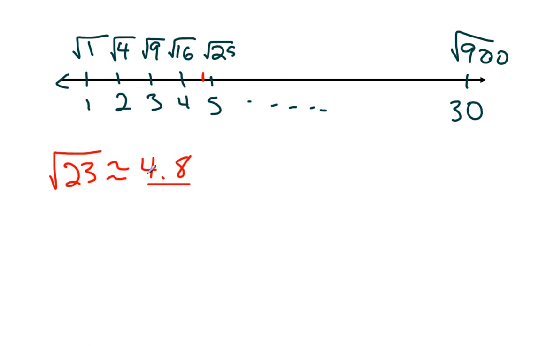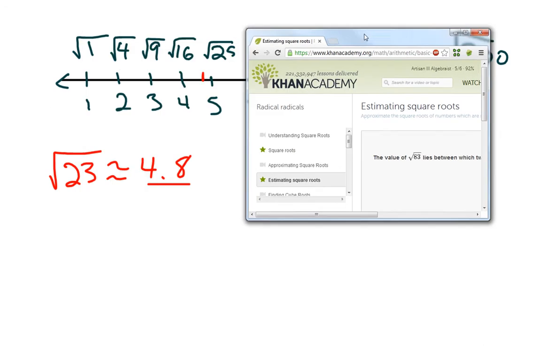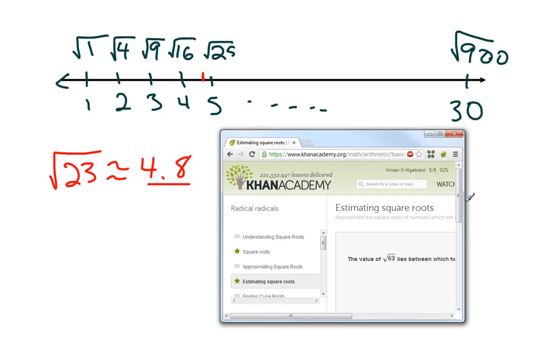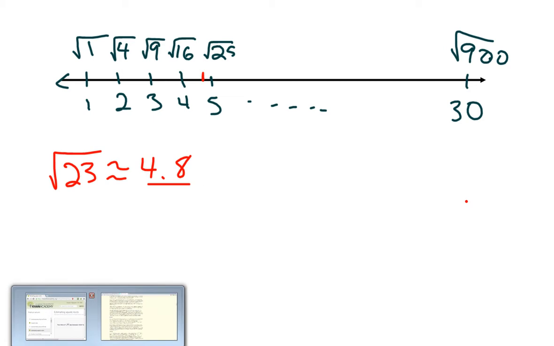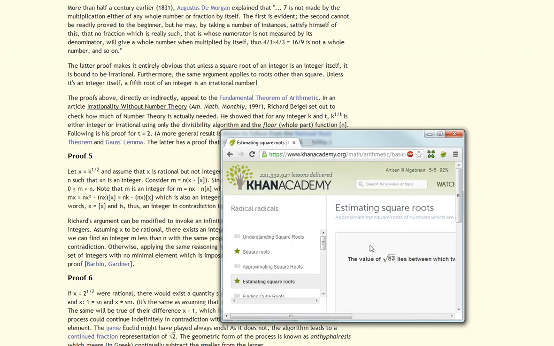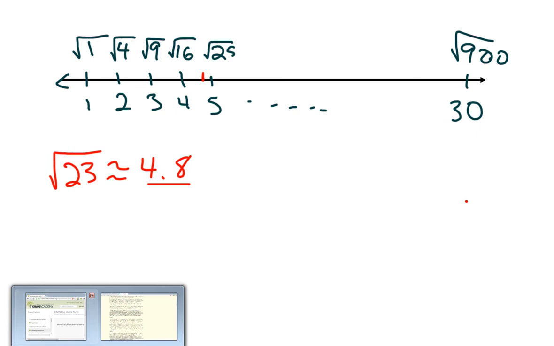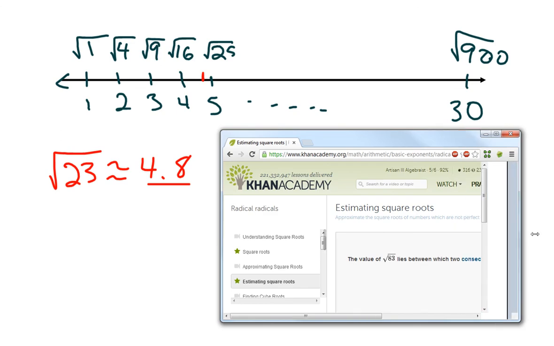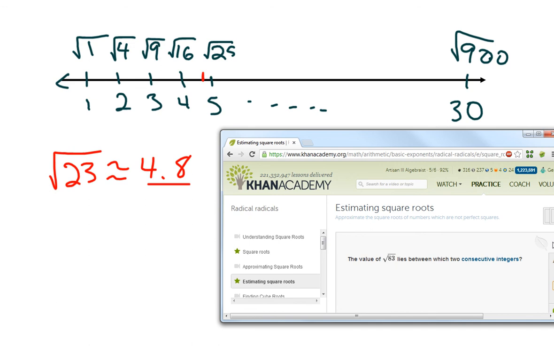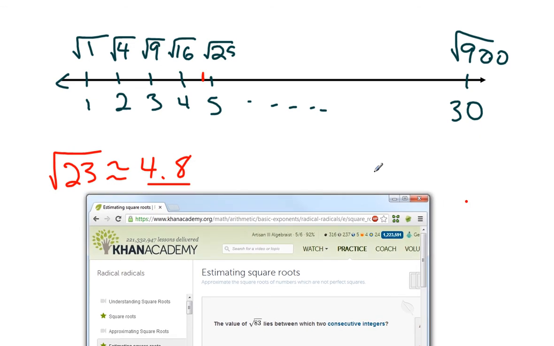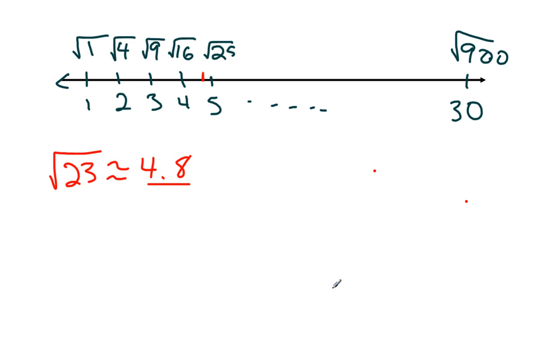Alright, so again, we do this so we can get points. So let's bring a question over here. The square root of 83 lies between which two consecutive integers? So the square root of 83. That's the number we're looking for.